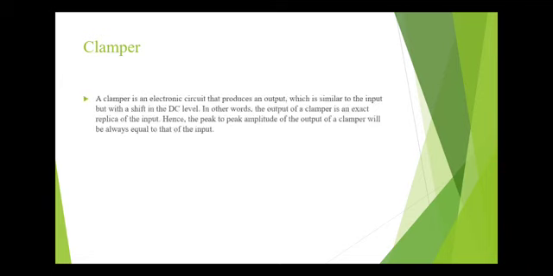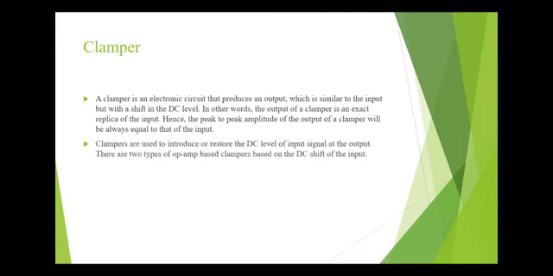Next, let's see about clamper. A clamper is an electronic circuit that produces an output which is similar to the input but with a shift in the DC level. In other words, the output of a clamper is an exact replica of the input. Hence, the peak-to-peak amplitude of the output of a clamper will be always equal to that of input.